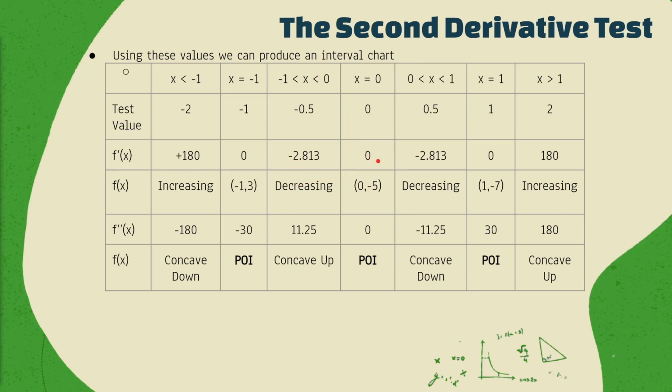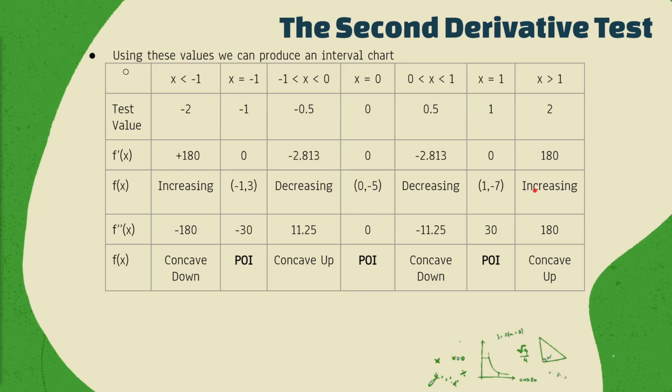Here, again, this was one of the roots of our first derivative, so plugging that in, we find out that the point 0, negative 5 is on our original function. Here, we see these are the same values, so again, it must be decreasing since it's negative. And here, we also get these same numbers, so it's increasing because it's positive.